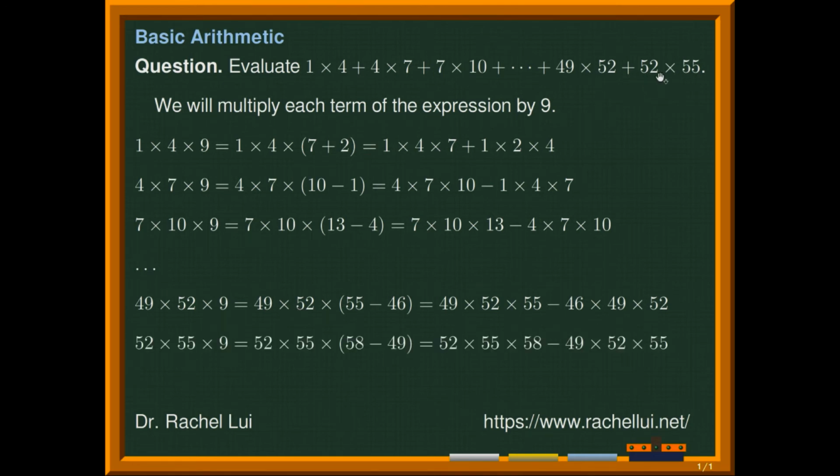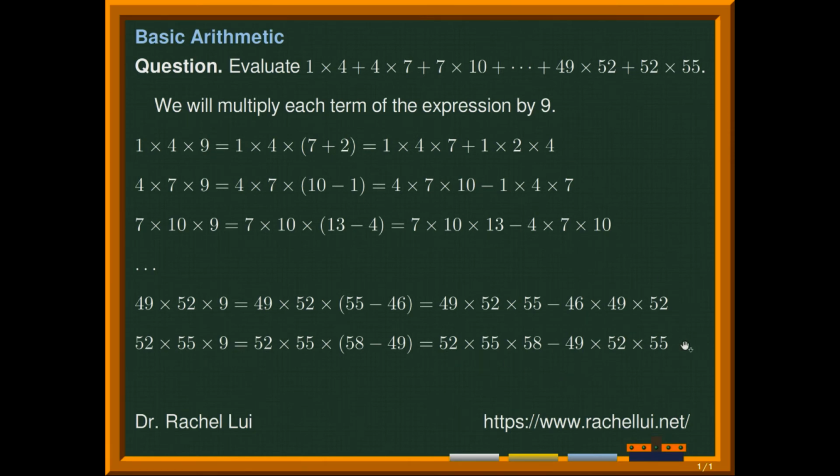For the last term, 52 times 55, we also multiply it by 9. Then we have 52 times 55 multiplied by 58 minus 49. The reason is 52 plus 3 is 55, 55 plus 3 is 58. And I need a 49 here because 58 minus 49 is 9. So I expand the bracket and I have this thing. Remember, at the beginning, we want to evaluate this expression. But then I multiply each single term by 9. And the answer is here.